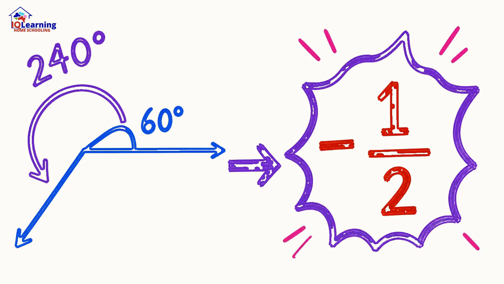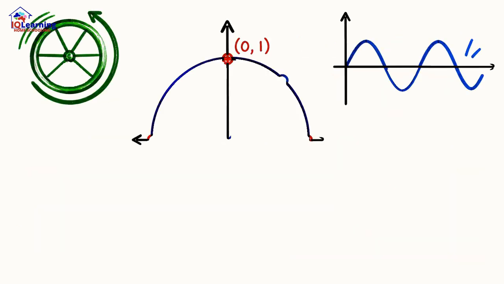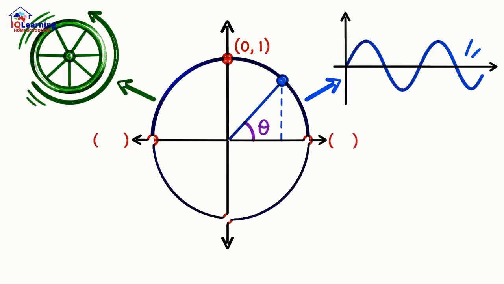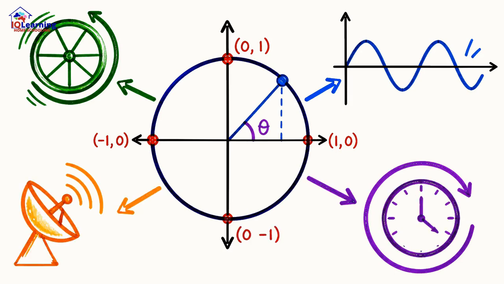No calculator needed. The unit circle transforms trigonometry from a simple triangle rule into a dynamic system, giving us the mathematical language to describe rotation, waves, and cycles everywhere.